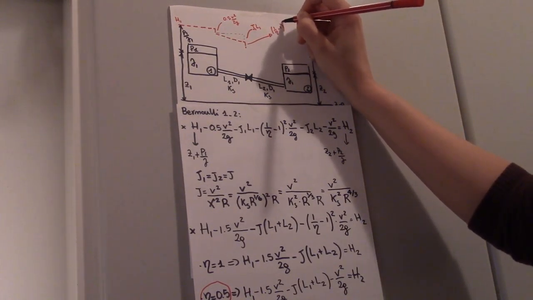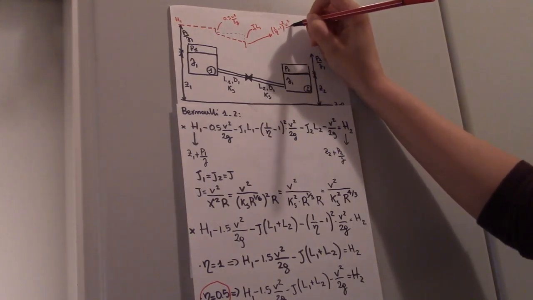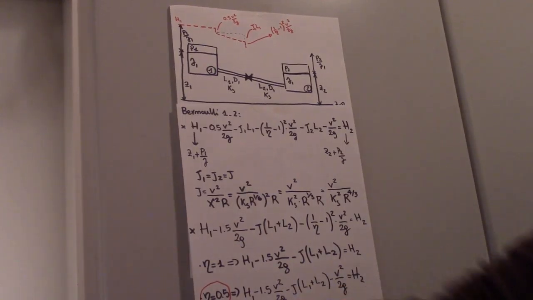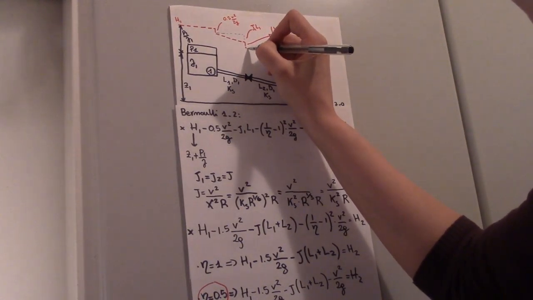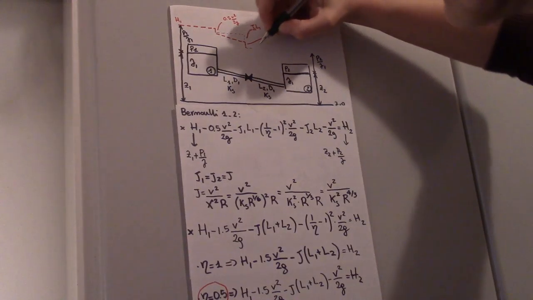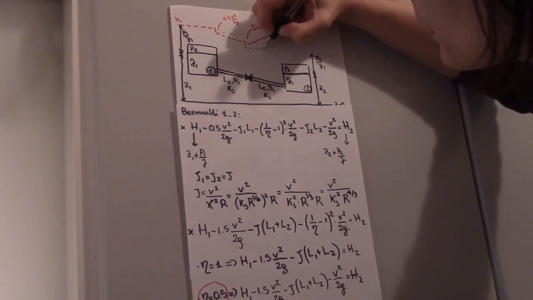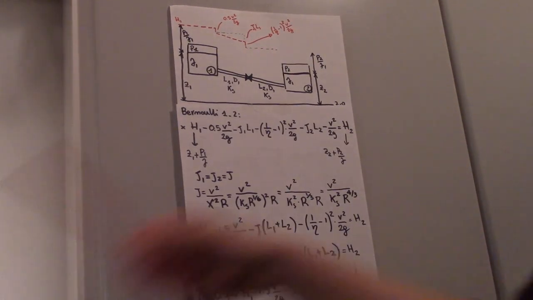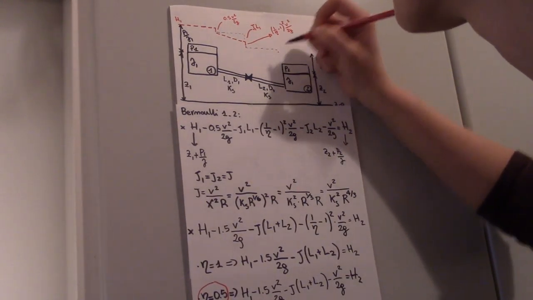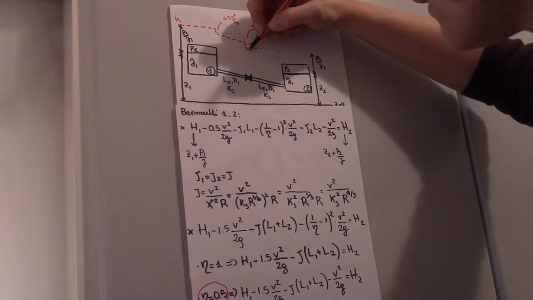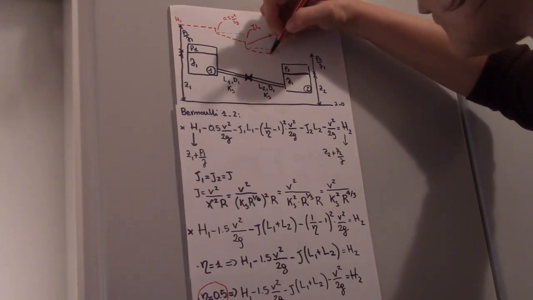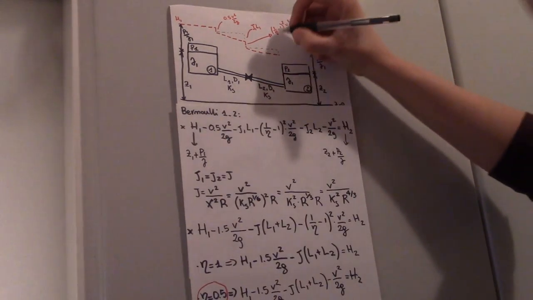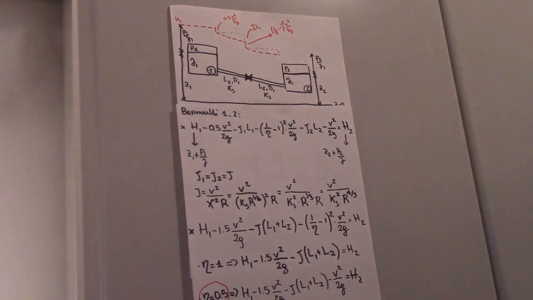And this decrease right here is exactly J1 L1. Then, again, concentrated losses, and this time it is 1 over eta minus 1 to the power of 2, that multiplies Vu to the power of 2 over 2g. Again, the distributed losses, so with respect to a horizontal line, again you have a decrease. All right, so it's something like this.